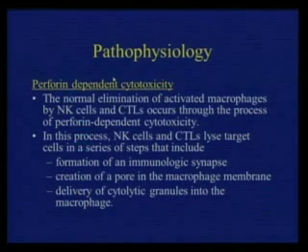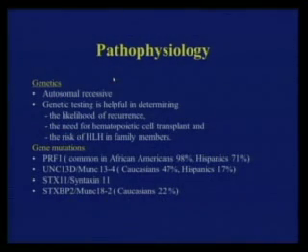A few words on perforin-dependent cytotoxicity. Normal elimination of activated macrophages is done by natural killer cells and cytotoxic T lymphocytes, and it occurs through this process of perforin-dependent cytotoxicity. In this process, the natural killer cell and lymphocyte lyse the target cell in a series of steps that include formation of an immunologic synapse. There is a fusion of the membrane of the natural killer cell and cytotoxic cell with these activated macrophages. They create a pore in the membrane of the macrophage, and then deliver cytolytic granules into the macrophage. So patients who have a genetic mutation cannot do that.